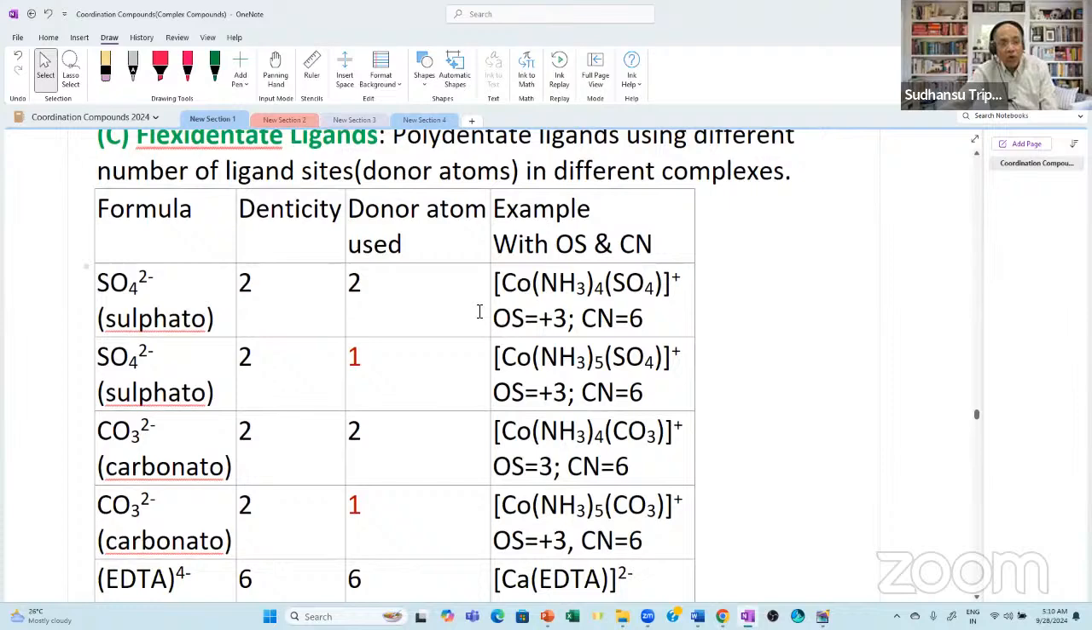And I also told you what flexidentate ligands are. For example, sulfato: the denticity is 2, but it may or may not use 2 teeth. If it uses 2 teeth, it acts as a truly bidentate ligand, but it may be using only 1 tooth. A ligand having flexibility in using different numbers of donor atoms in different complexes is called a flexidentate ligand.